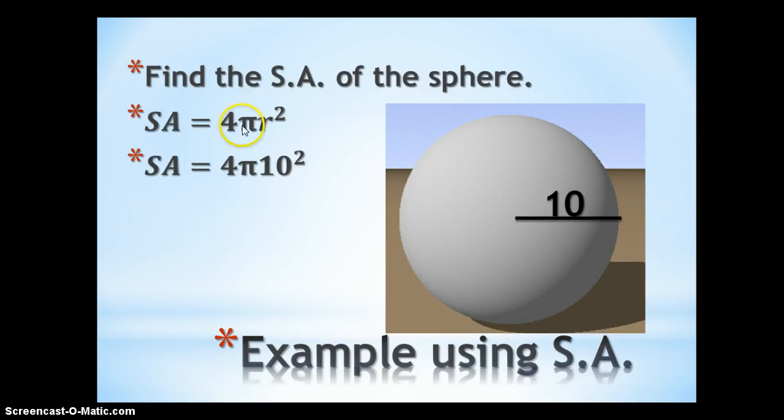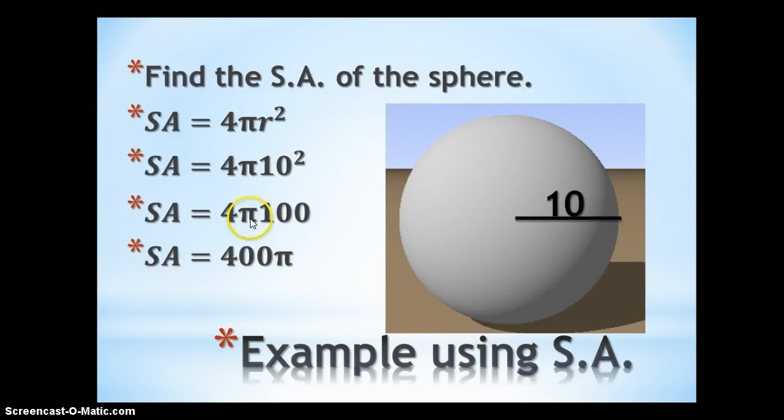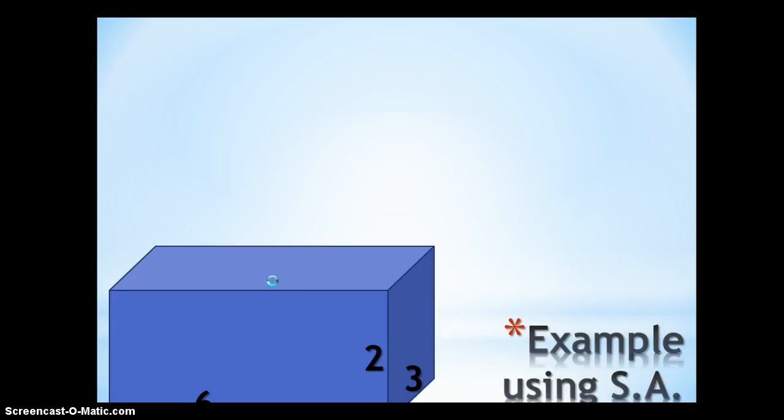So now we have 4 pi, r becomes 10, and then we're going to square the 10. That would equal 10 times 10 is 100 times the 4 pi. Simplified, that equals 400 pi.